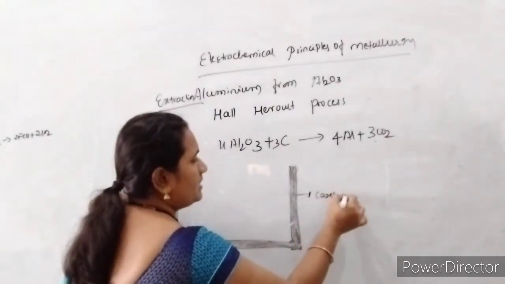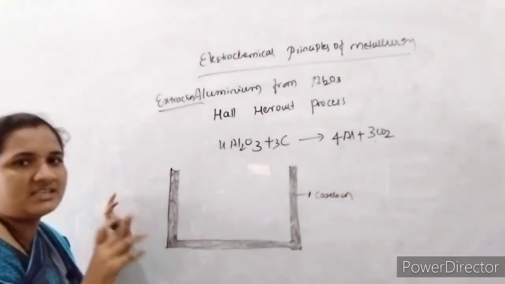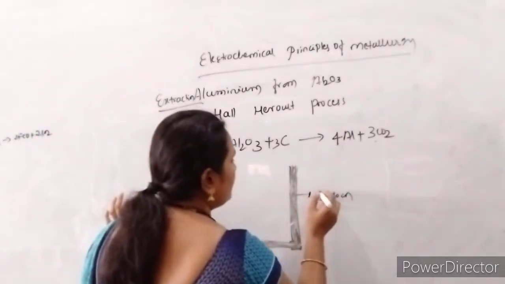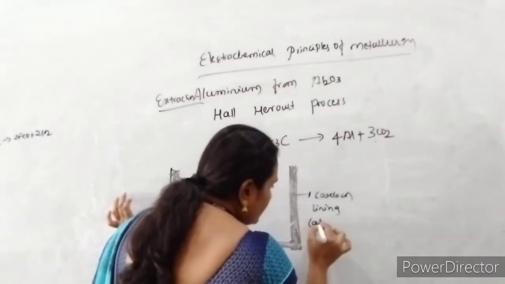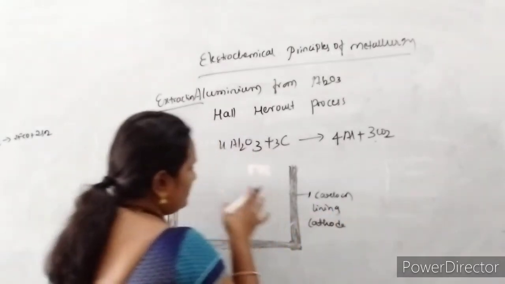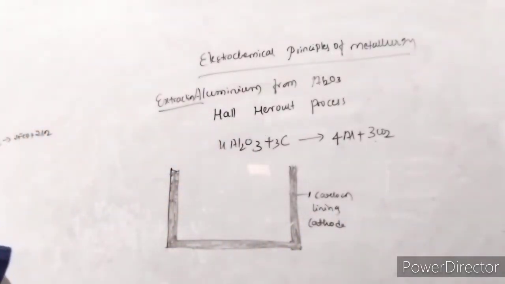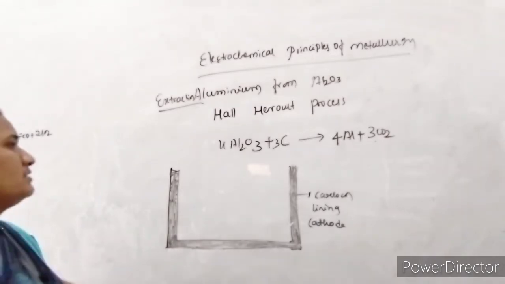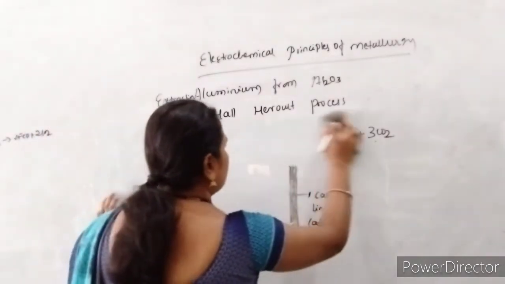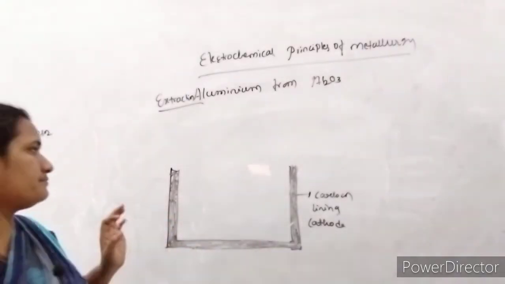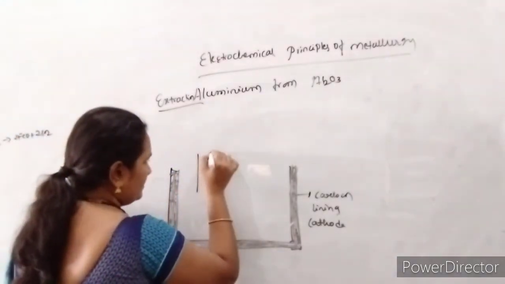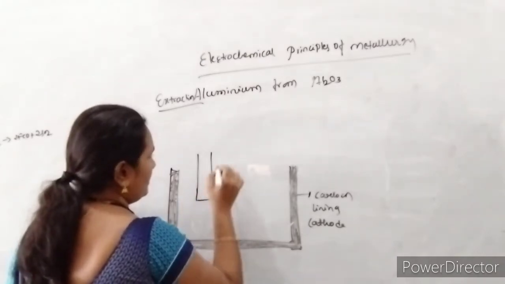You can remember it like C and C: one C stands for carbon and the other C stands for cathode. The carbon lining is acting as a cathode. Then in this steel vessel container, we have to add the graphite. We have to put the graphite rods.